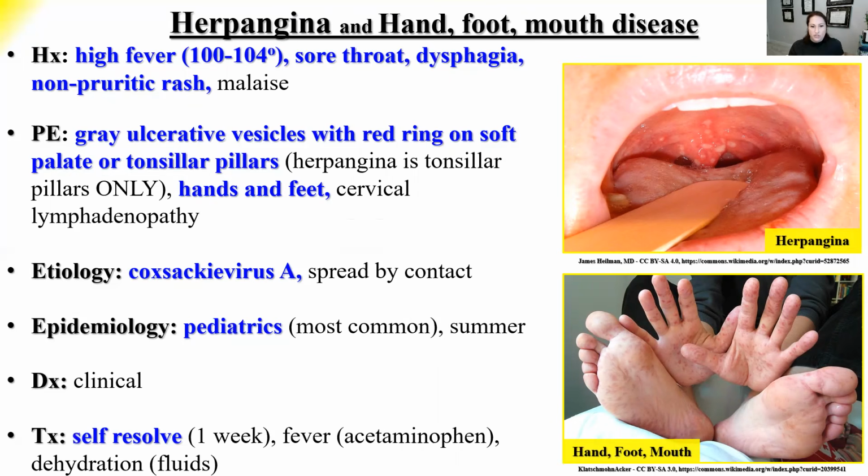That is herpangina. That's on the tonsillar pillars only. If it occurs on the mouth, as well as the hands and the feet, that's where we call it hand, foot, and mouth. A commonly tested exam question on this one is what's the etiology? And that's going to be Coxsackie A, spread by contact, very highly contagious, which is why you usually see this in kids, but you can also see it in the parents of the kids who have this.